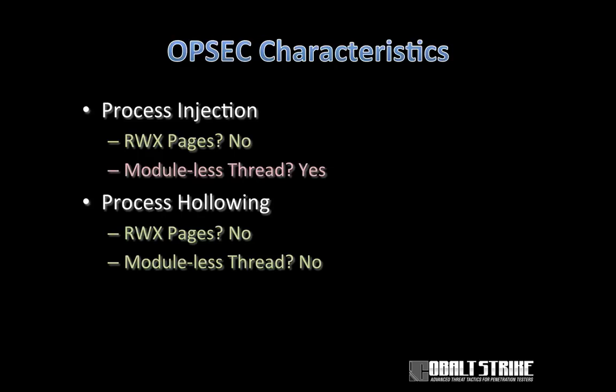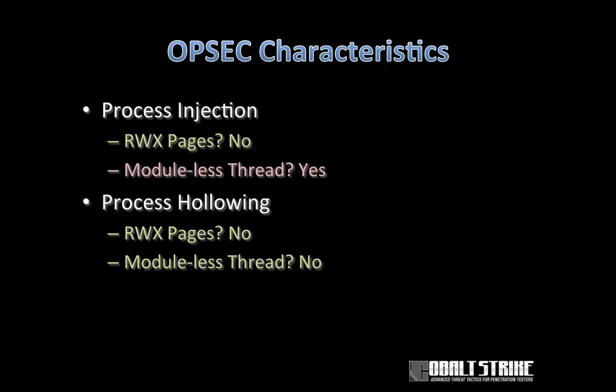Let's talk about the OPSEC characteristics of these actions. Process injection. For the most part, with process injection, you are safe from RWX pages. If, huge if, you're injecting from the same architecture to the same architecture. So if you go from a 32-bit process to a 32-bit process, you're fine. If you go from a 32-bit process to a 64-bit process, all bets are off. Cobalt Strike uses different, more hacky kinds of actions to actually run your payload that are going to have worse OPSEC characteristics.